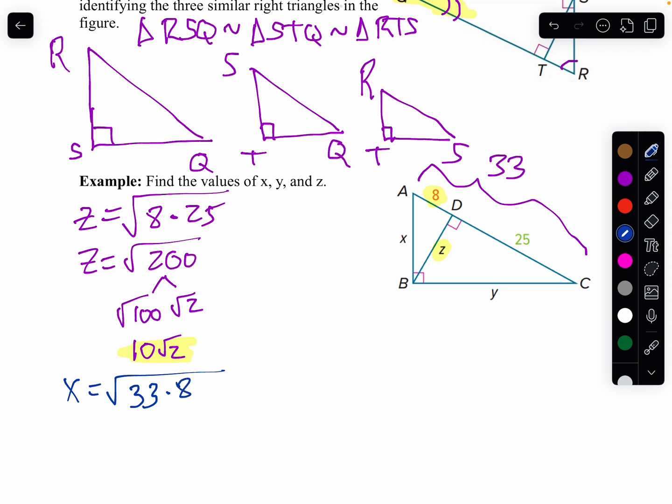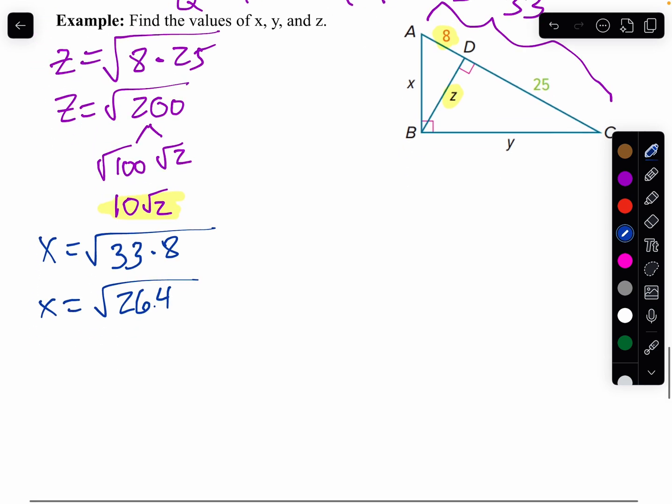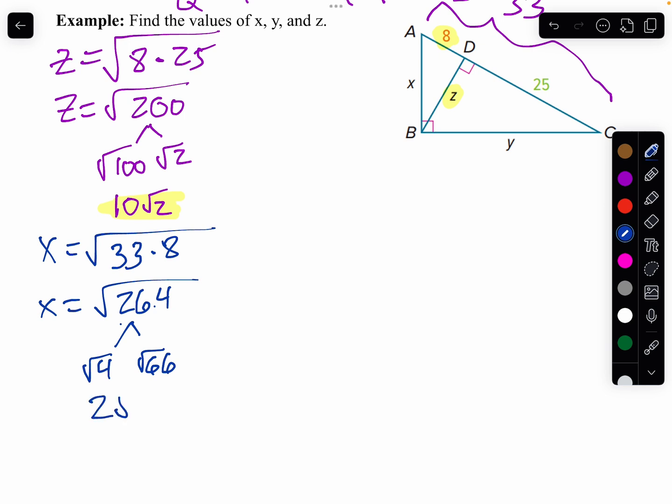Well, 33 times 8 is the square root of 264. And then let's make a factor tree for that. Well, I notice 4 goes into 264 66 times. So the square root of 4 is 2, times the square root of 66. And there's my answer.